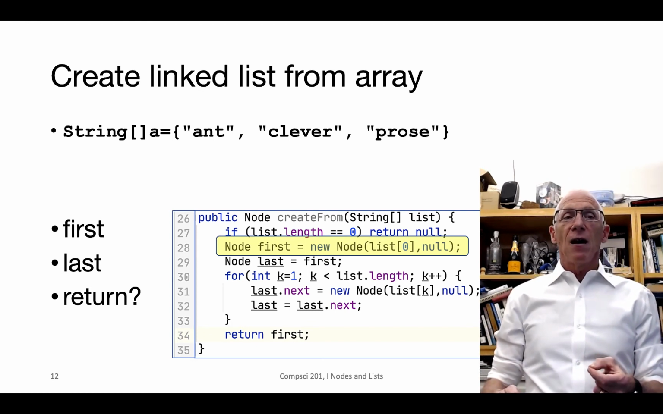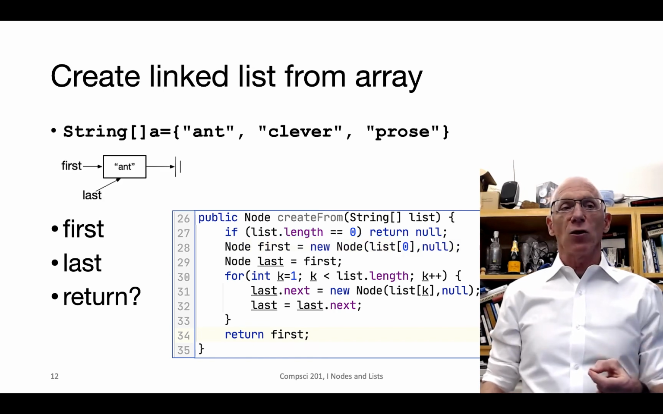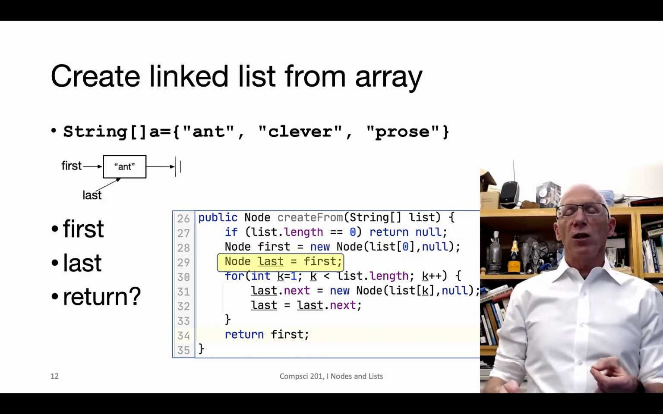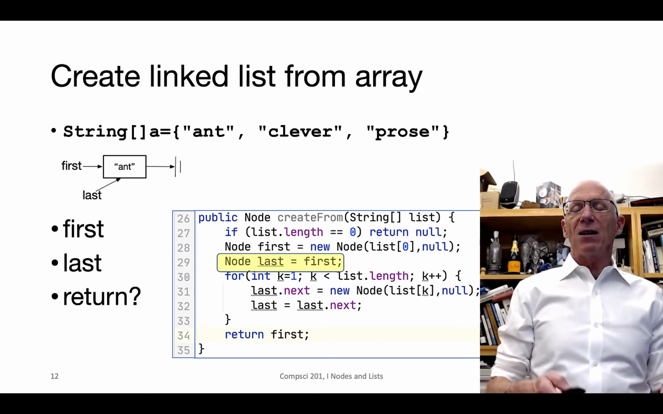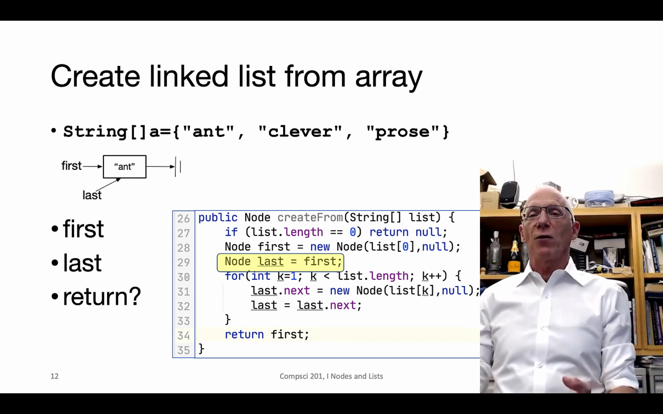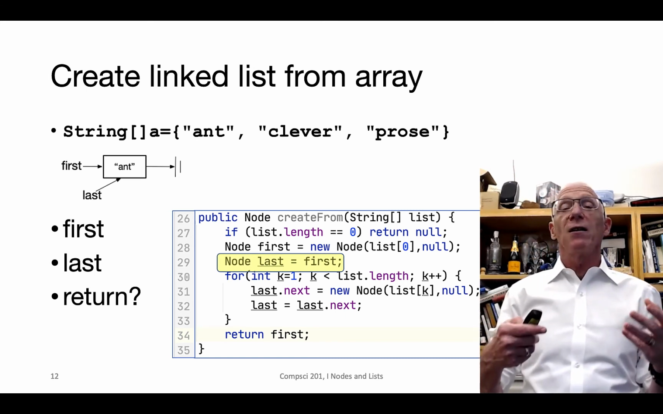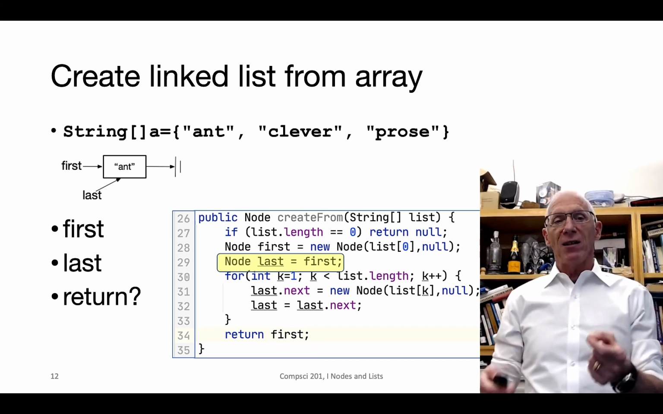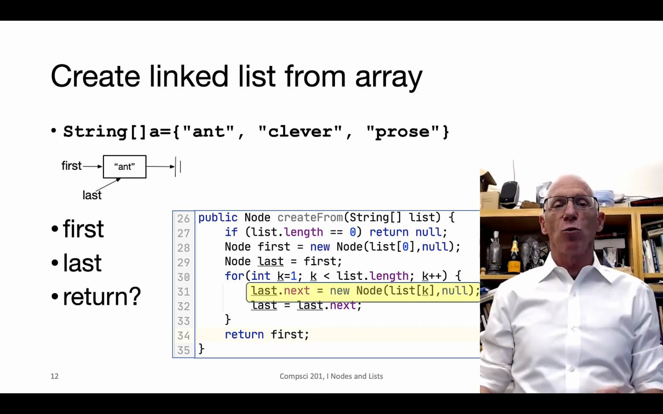And then I'll say last gets first. So my picture will have both of these. First points at a new node, and last points at the same node. And now I'll iterate over the rest of the strings. I had to treat the first node separately because I need to return a pointer to it. And now I'm going to advance last as I iterate through the loop.